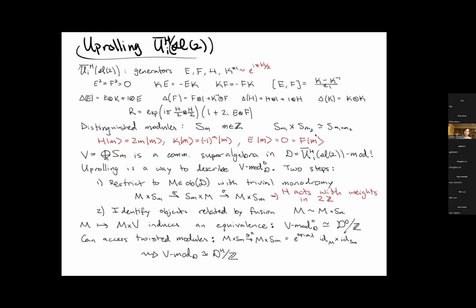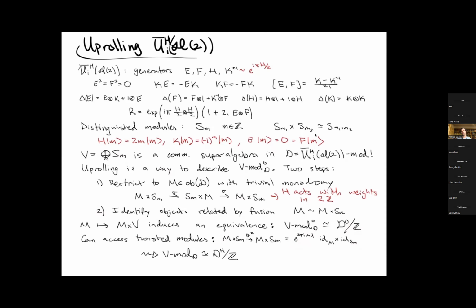Namely, we think of this M as counting weights with respect to some C star action on V, and the double braiding of an element encodes the action of that symmetry on M, or sorry, on S sub M. Namely, if I have some module M that has this semi-simple monodromy constraint, I do this double braiding. The monodromy is going to be an exponential. And in some sense, you should think of this as being the action of C star on the weight M subspace.